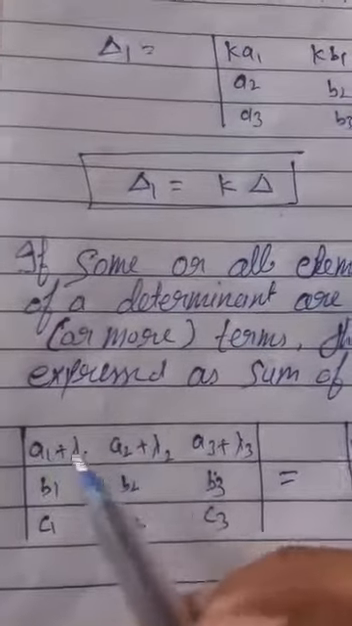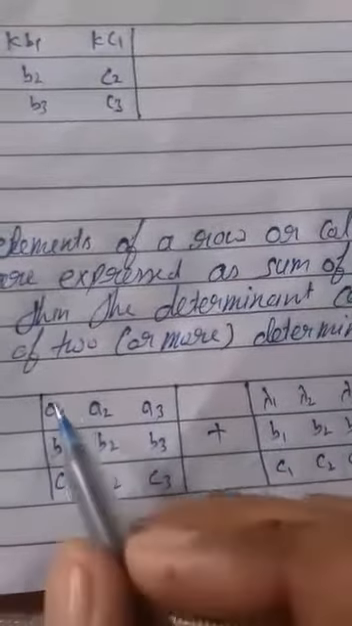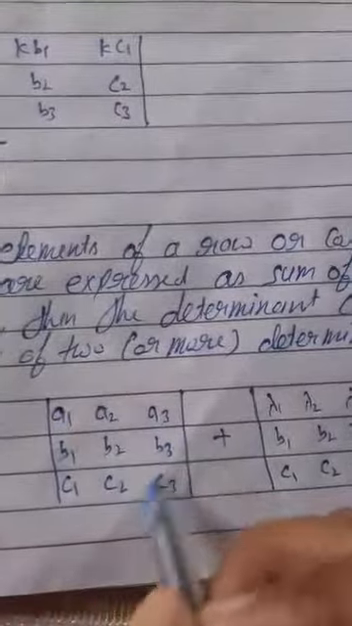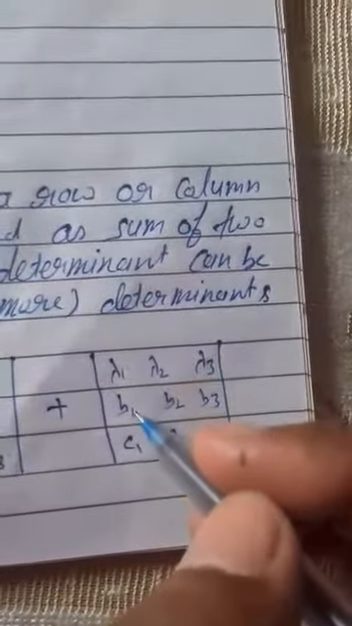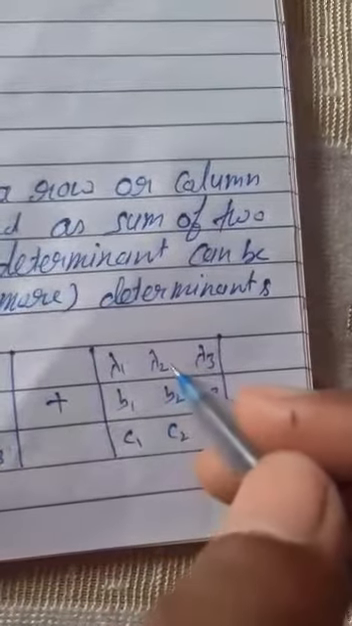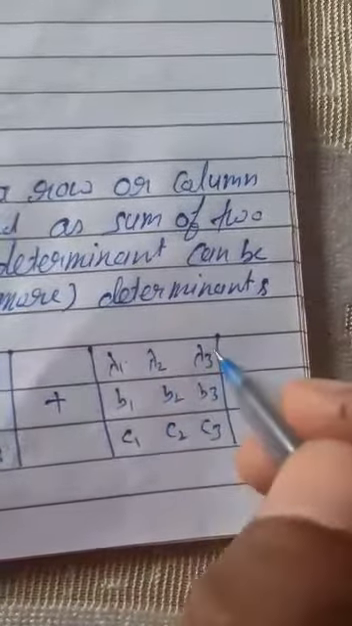Because here the first row is given as the sum of two values, it can be expressed as the sum of two determinants, that is a1 b1 c1, a2 b2 c2, a3 b3 c3, and the second one is del 1: lambda 1 b1 c1, lambda 2 b2 c2, lambda 3 b3 c3.